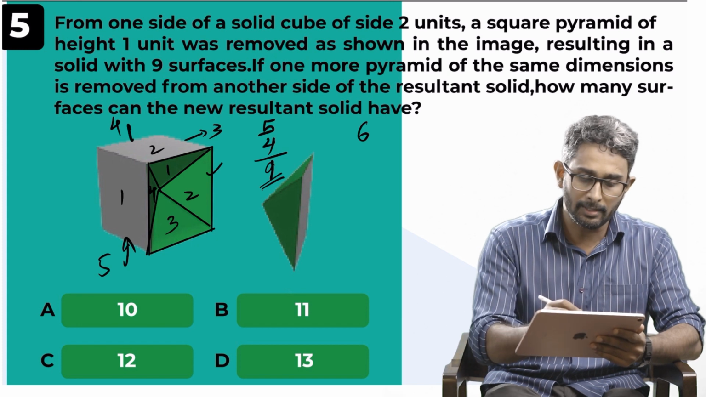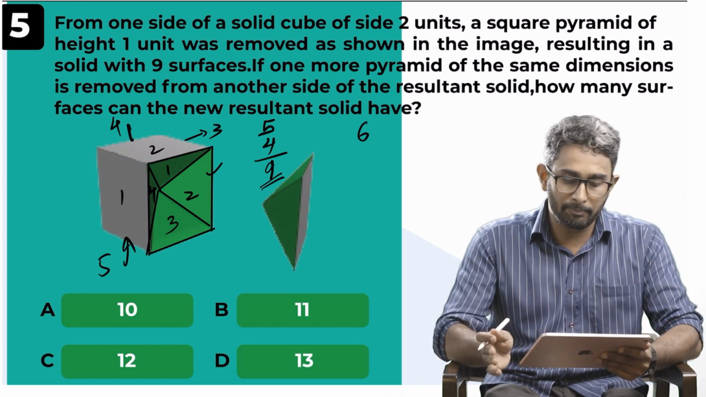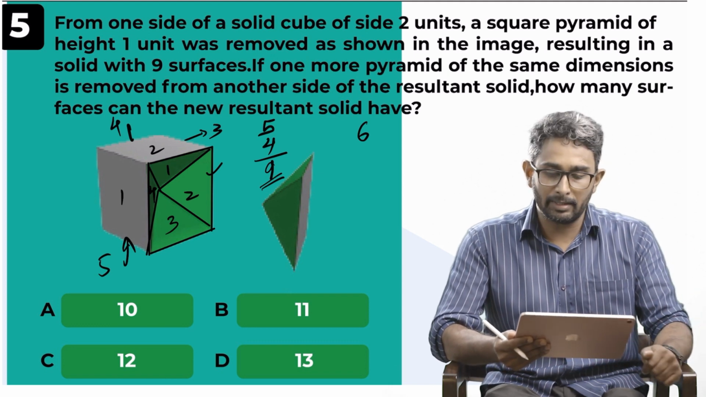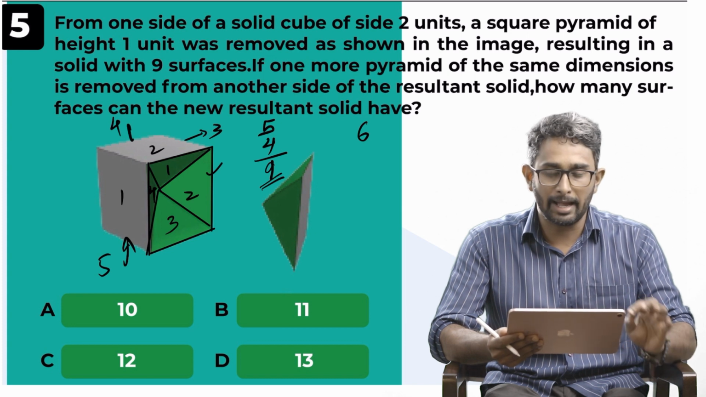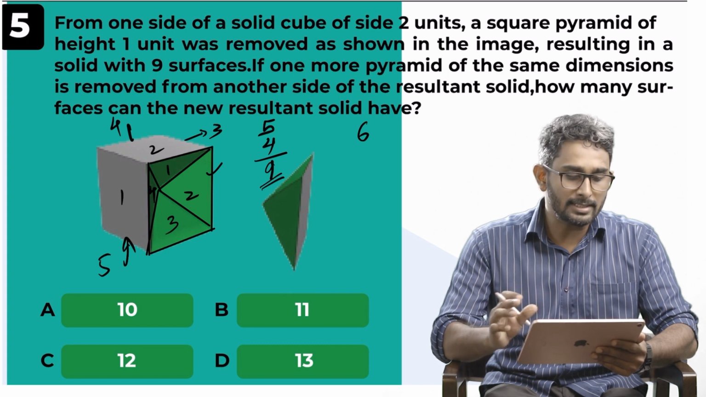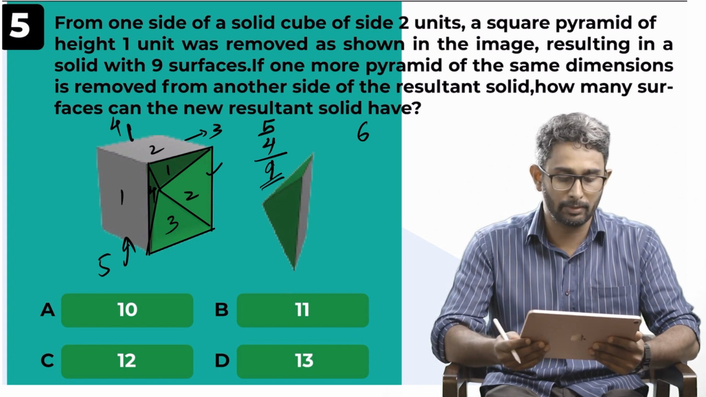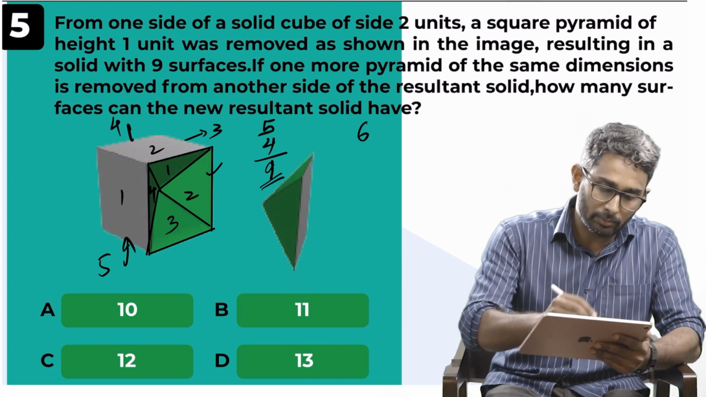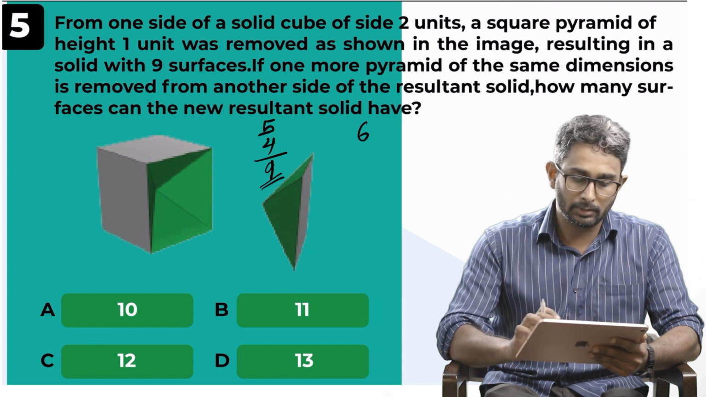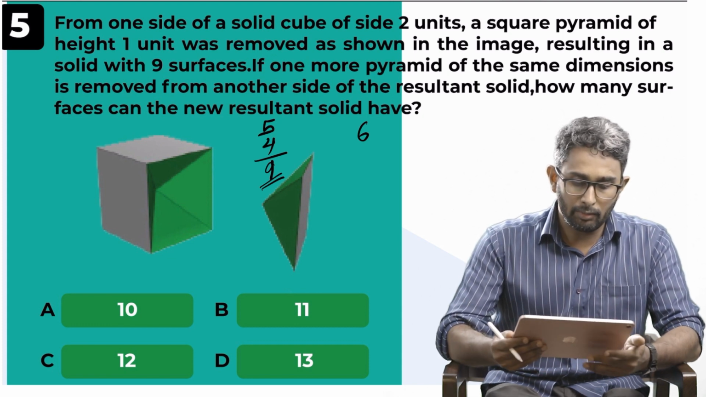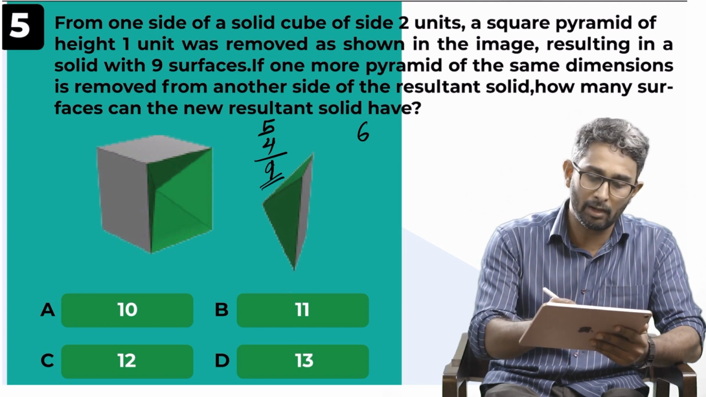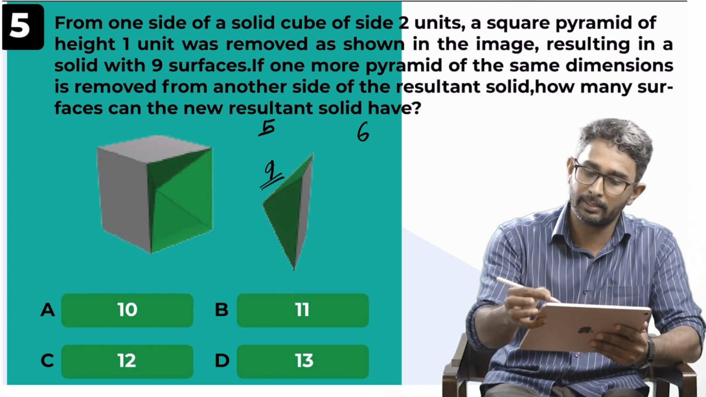Okay, so this is the question. Now we will move on to the main part of the question. Let's read. If one more pyramid of the same dimension is removed from another side, not this side, of the resultant solid, how many surfaces can the new solid have? Okay, so let me undo this one. I am trying to remove one more solid pyramid from this cube. You can imagine, if we remove one solid pyramid, how many new faces have we obtained?